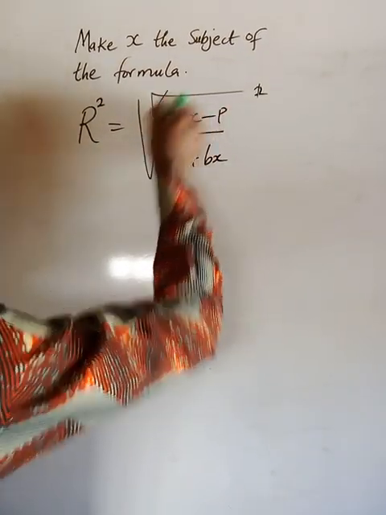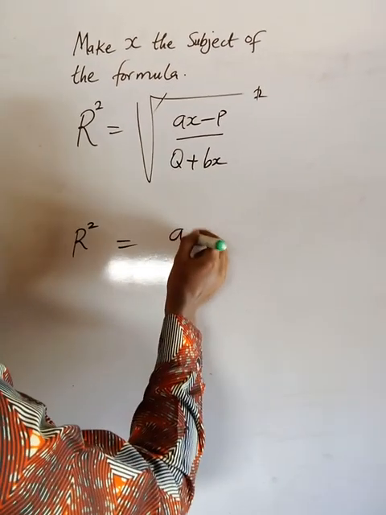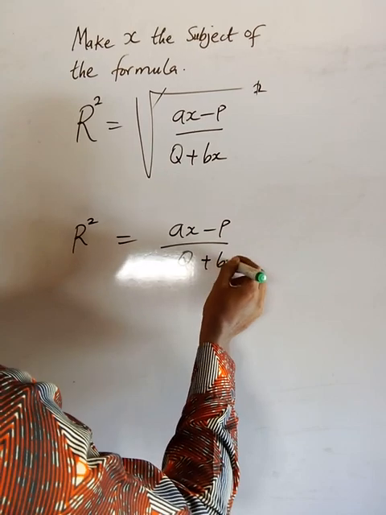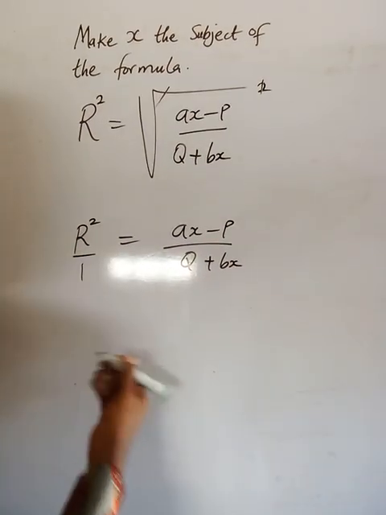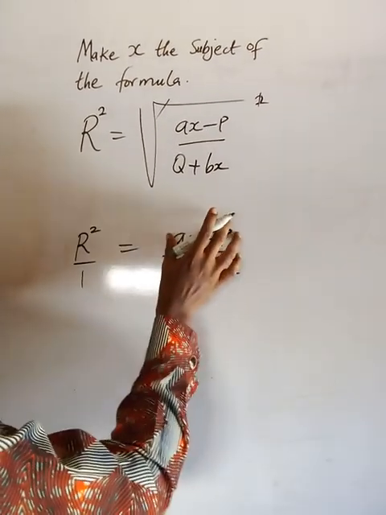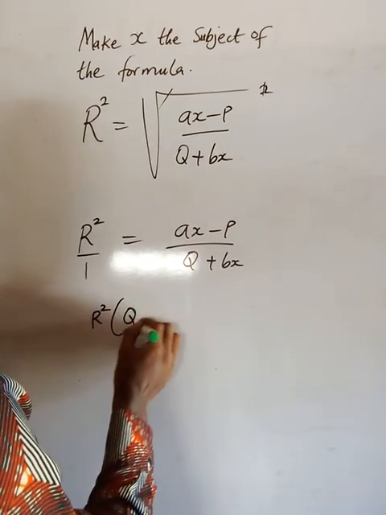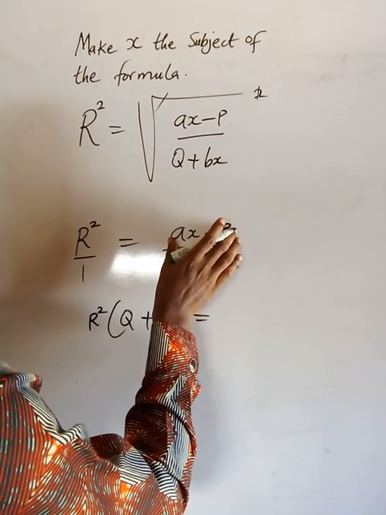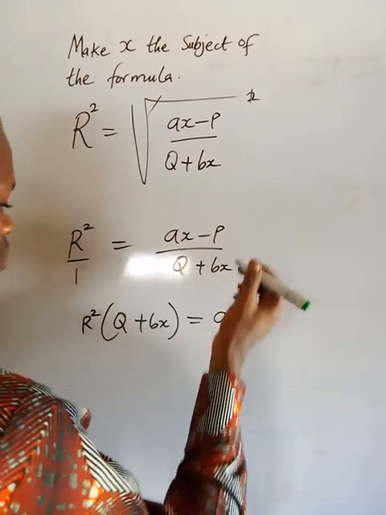So this will cancel this. Then we are left with r squared is equal to ax minus p over q plus bx. So if you look at this now, the next thing to do is to cross multiply, which means this times this and this times this. So r squared multiplied by q plus bx is simply equal to 1 multiplied by ax minus p. It's still the same ax minus p.